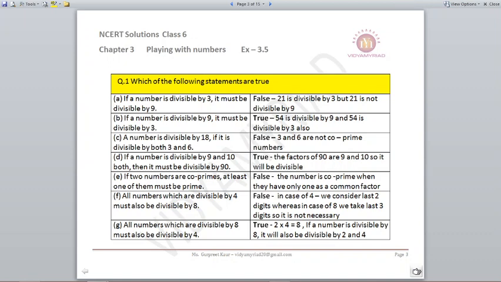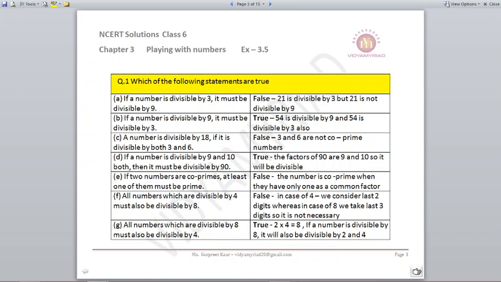If a number is divisible by 9, it must be divisible by 3. Now it's a true statement. Let's take an example, 54. Now 54 is divisible by 9. We know that it is divisible, and we also know that 54 is divisible by 3. So it's a true statement.